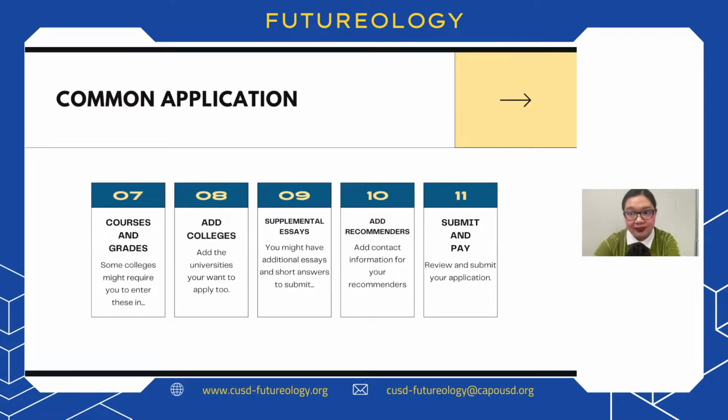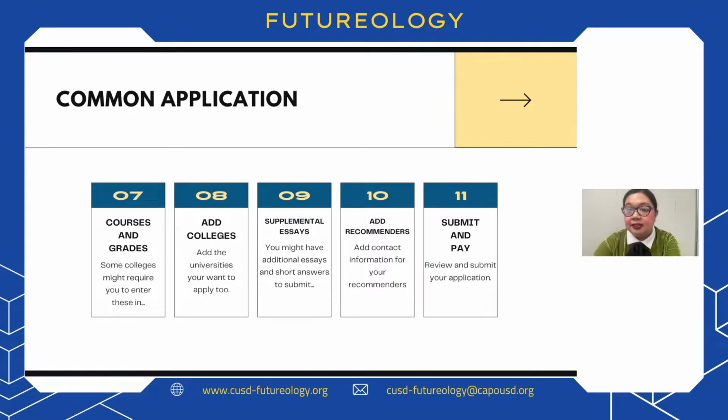The next section is courses and grades. Some colleges and universities will require you to enter in courses and grades at the schools you've attended. So you always want to make sure that if this is a requirement, you need to do some data entry, so you might need to have a copy of your transcript to fill out this section. The next section is a place where you can indicate if you've had dual enrollment at, let's say, Saddleback or Irvine Valley College. You can indicate if you've taken additional college courses in the section where you can add colleges.